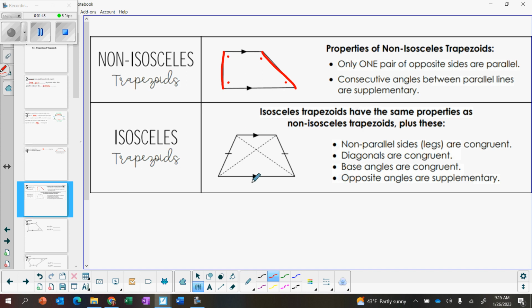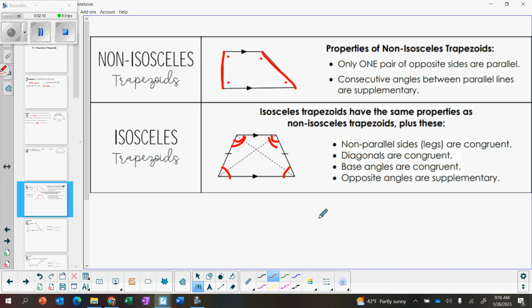So the non-parallel sides, or the legs, are congruent. The diagonals are also congruent, but notice they do not cut each other in half. That's what differs from the rectangle and the square, which had congruent diagonals as well. The base angles are congruent. So if this is a base, these two angles would be the same. And for that base, these two angles would be the same.